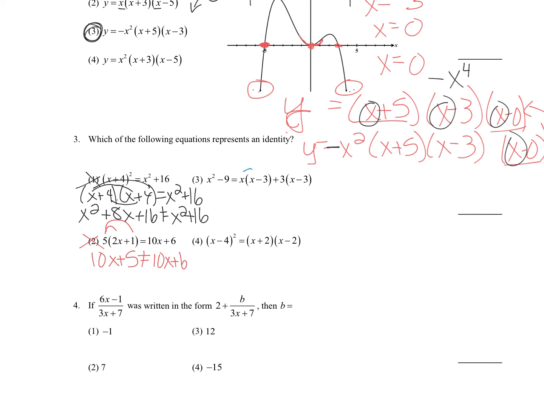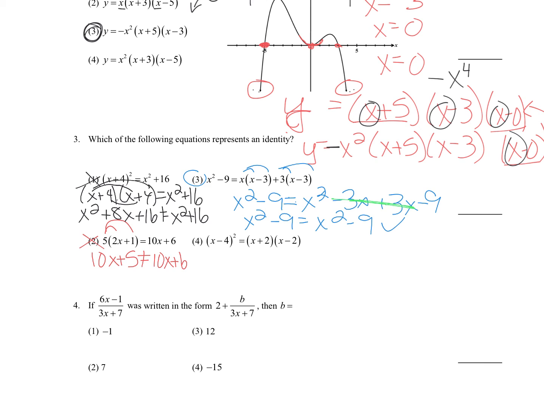Moving on to the next one, I'll do this one. So we're distributing, double distributing. I have x squared minus 9 equals x squared minus 3x plus 3x minus 9. So I see that these middle terms cancel, and this one does look like the identity. So I have x squared minus 9 equals x squared minus 9.